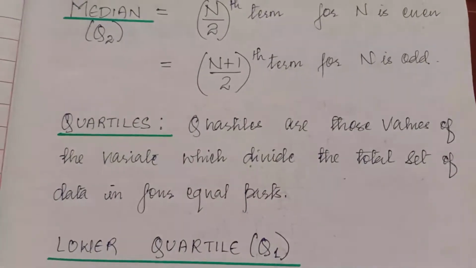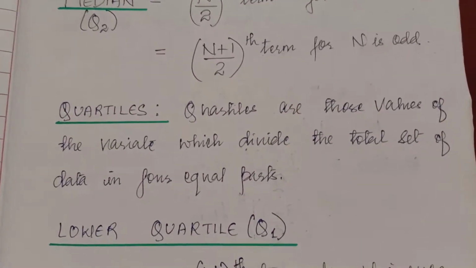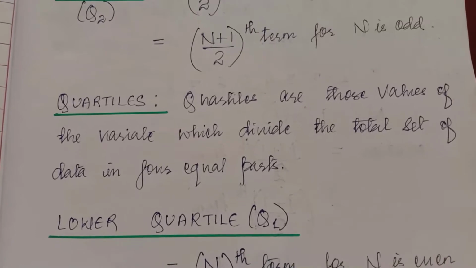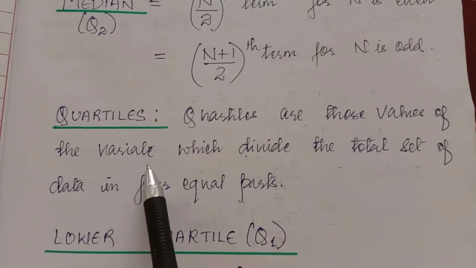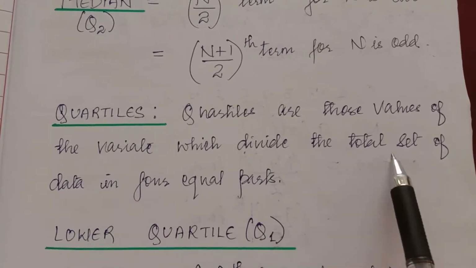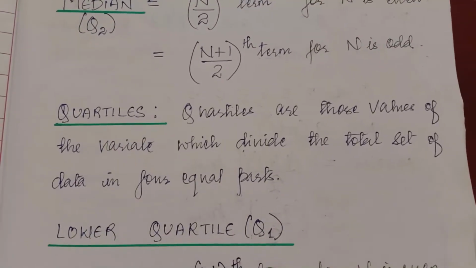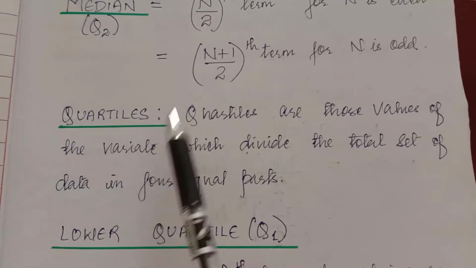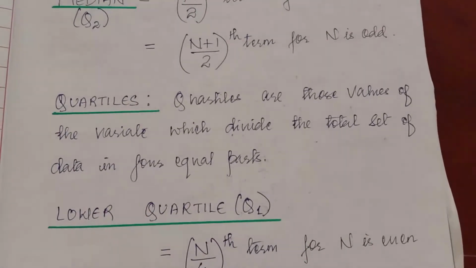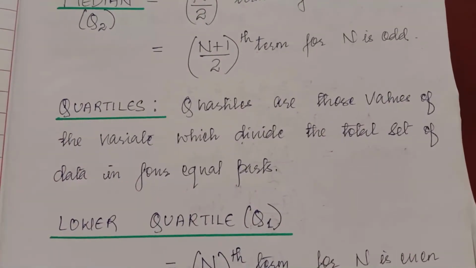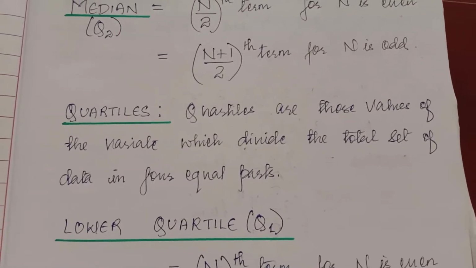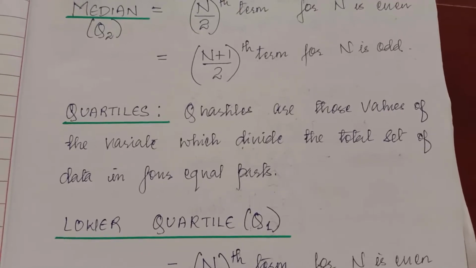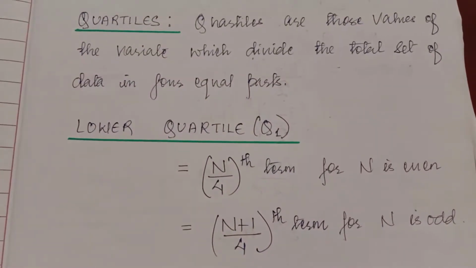Now quartiles. First you have to understand what a quartile is. Quartile means 1/4 portion. So quartiles are those values of the variate which divide the total set of data into 4 equal parts. So quartile means 1/4 portion. If the variates are divided into 4 equal parts, that value you have to find. So we have upper quartile and lower quartile.